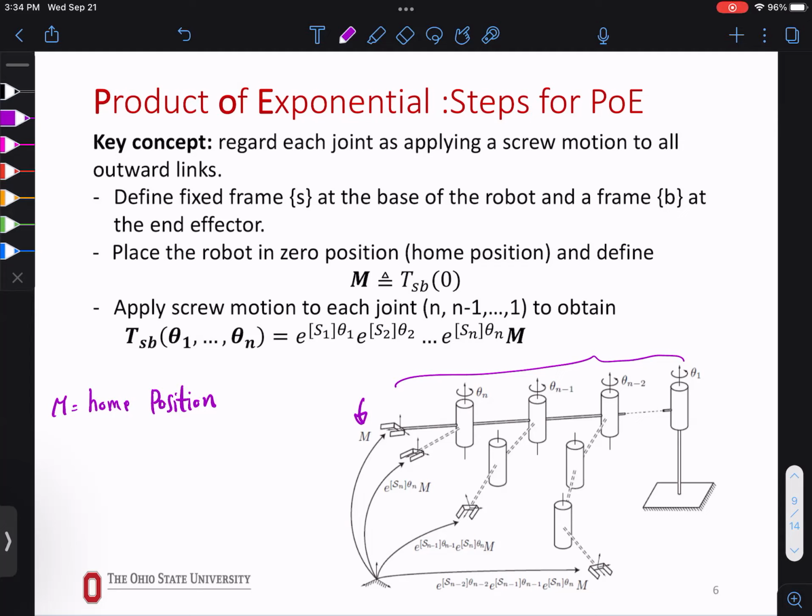Then we have to apply our screw motion to each joint to find those brackets, [S1], [S2]. So first we find S1, S2, S3. We put them in the bracket format. And then once we have that, we put them in this form. So this is your home position. This is joint 1, joint 2, joint 3, all the way to joint 10. Now, what does this mean? T_SP theta 1 already.